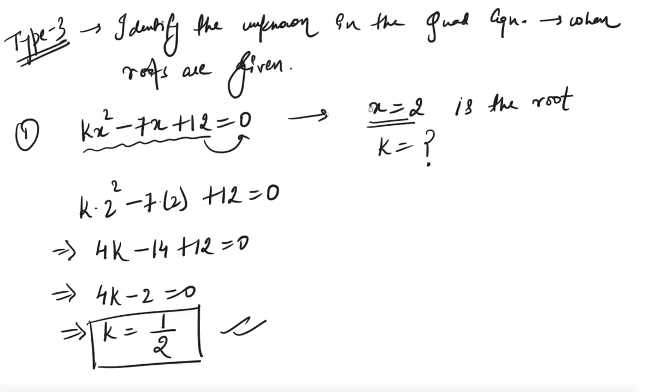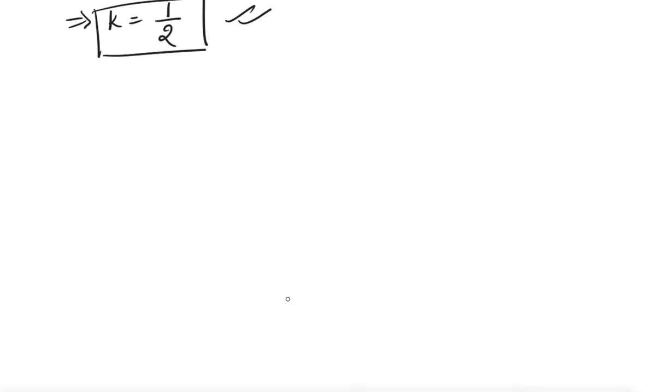See, what did we do in this? It was given that x equals 2 is the root of the given quadratic equation. Now, root means what? That when you substitute this value of x in the given equation, the value of the equation becomes equal to 0. And that is what we did. We substituted 2 in place of x and equated that to 0, and we found that k is equal to half. So this is your answer for k. Clear? Let us see some other examples.